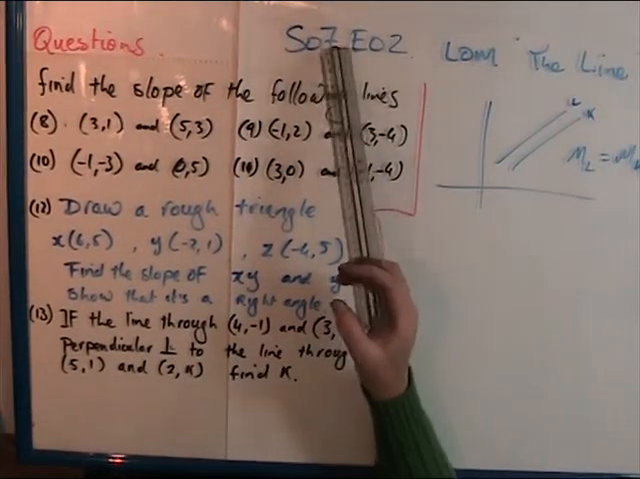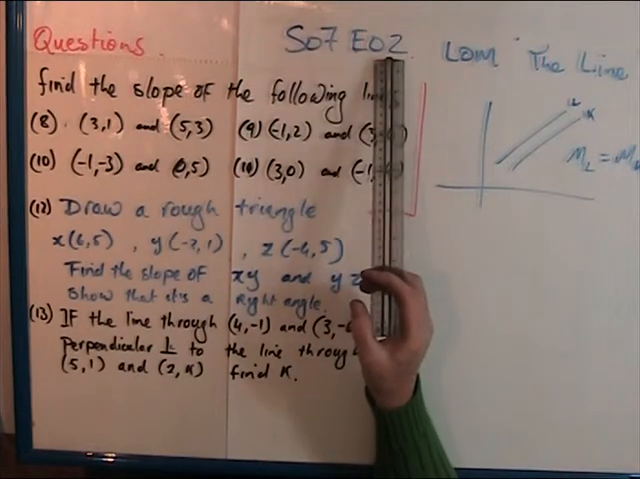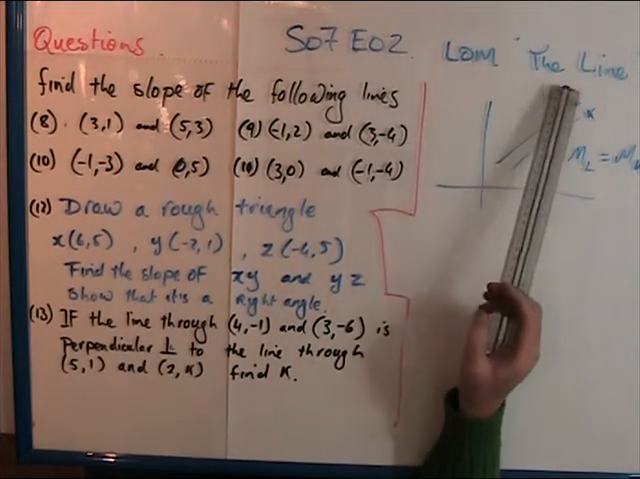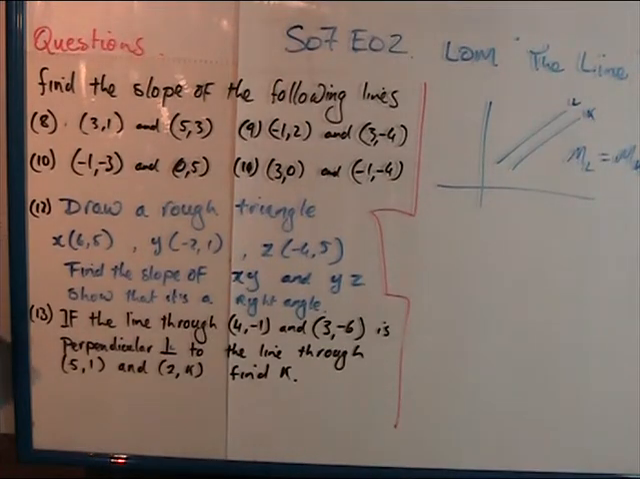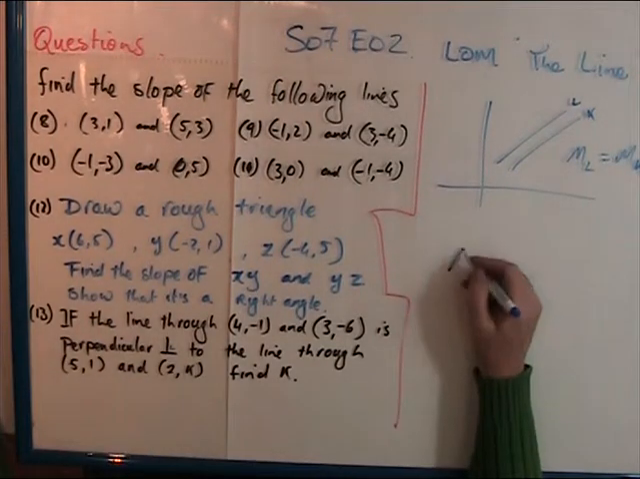Right, we're doing Series 7, Episode 2, Leaving Cert Ordinary Level Maths, the line, Paper 2. My name is Mick Dalton.